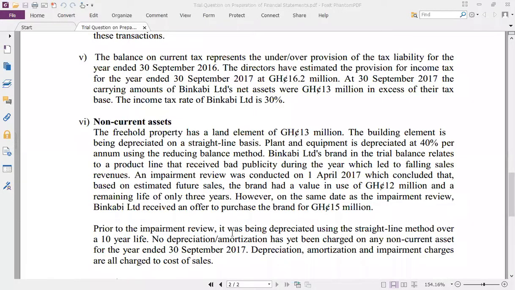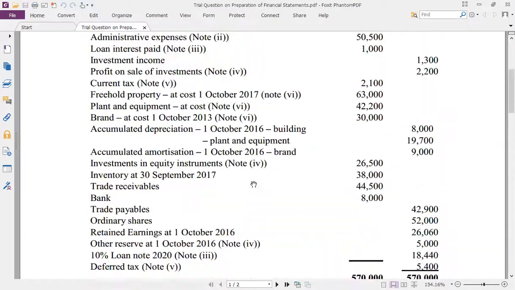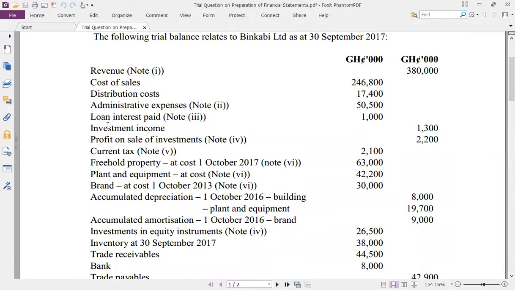They said that prior to the impairment review, it was based on the straight line method over a 10 year life. So let's go and pick the cost in the trial balance quickly. Cost in the trial balance, where is it? Okay, here it is: 30,000. So initial life is what? 10 years.